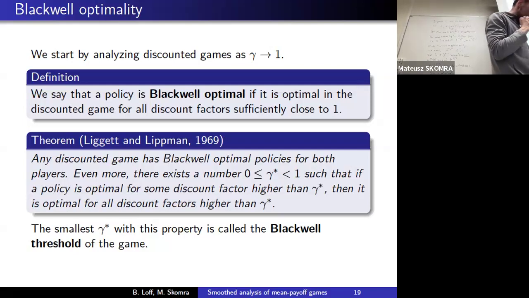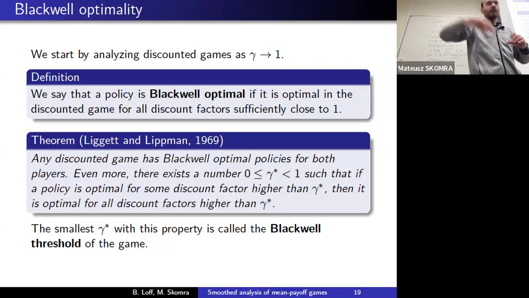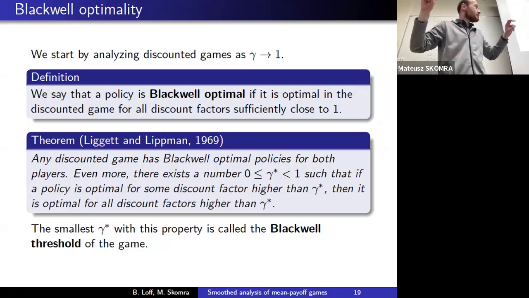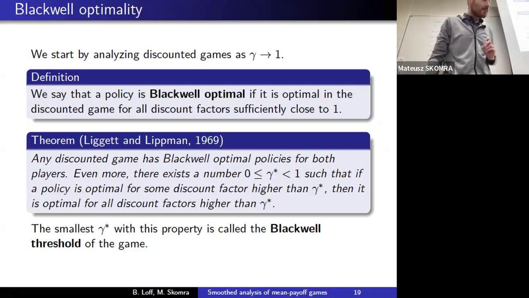Even more, they proved that there exists a number smaller than one that we will call the Blackwell threshold for the game with the following property. If your policy is optimal for any discount factor higher than this number, then it is Blackwell optimal. Okay? So when you take a game and the discount factor is higher than the Blackwell threshold, then every optimal policy is optimal for all higher discount factors. So in some sense, at this discount factor, the game stabilizes. Nothing changes afterwards. Okay, so let us do the proof.